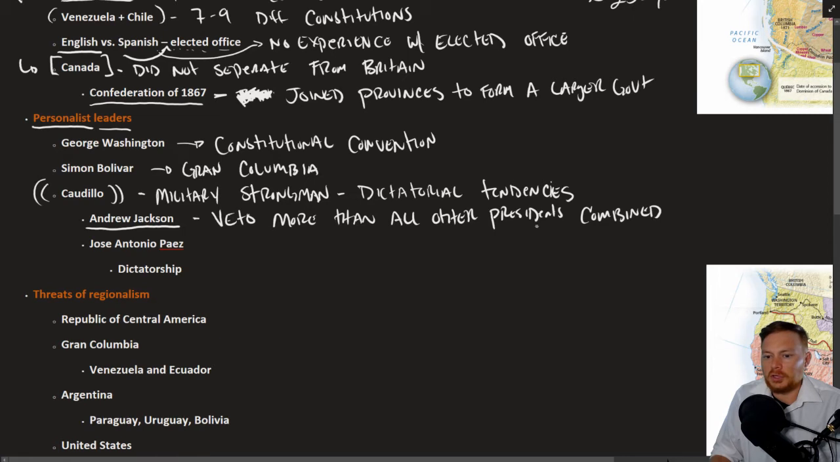But he didn't go so far as to overthrow the government, whereas José Antonio Páez, again a military strongman, very successful on the battlefield, initially an ally of Simón Bolívar, broke away Venezuela.